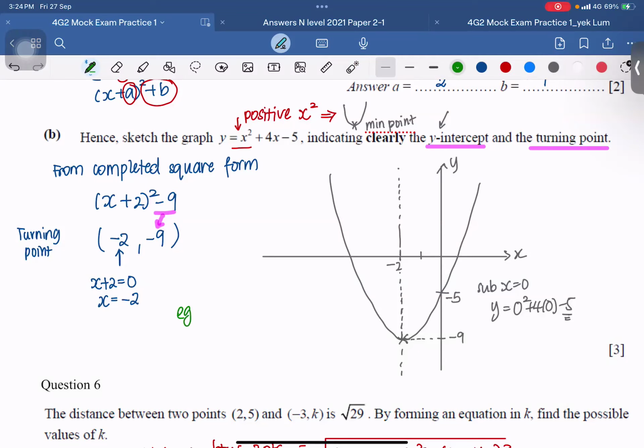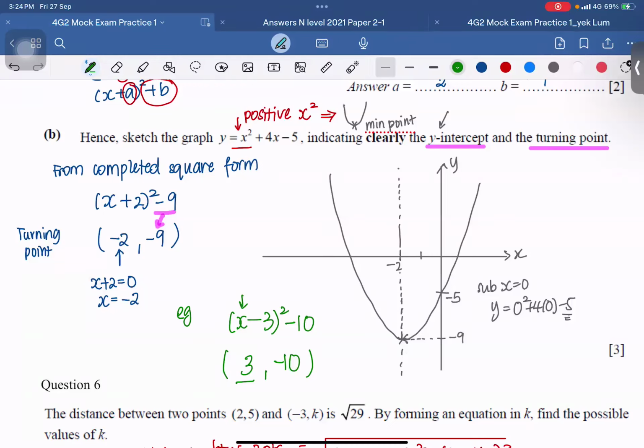Okay, if my equation is (x - 3) squared minus 10, tell me what is the turning point? Is it -10? The y value is -10, correct? Then what about the x value? Or 3? Yes, correct. So the turning point will be (3, -10).